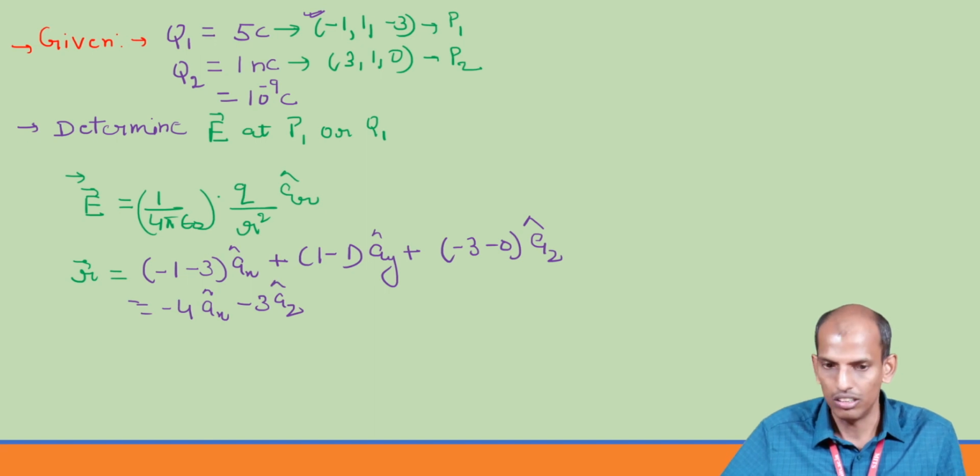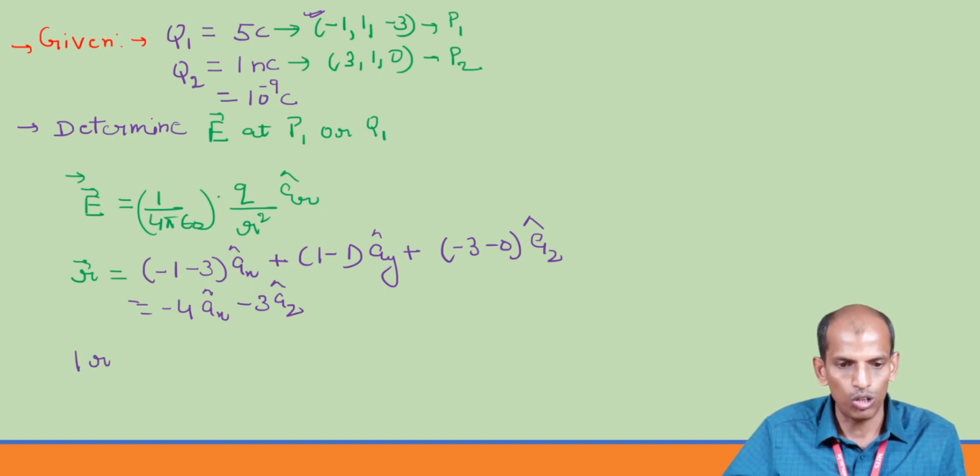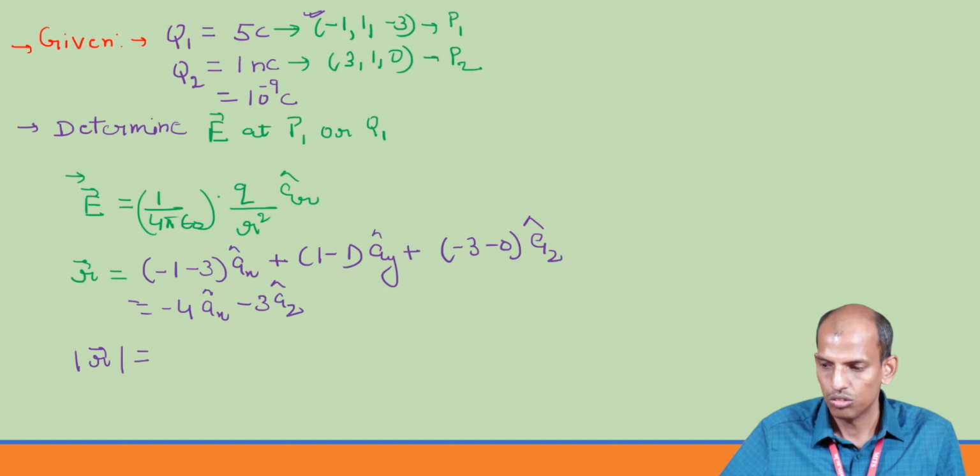Then it is very easy to find the mod of R. What would be the mod of R? Already we have discussed, so it would be the positive of 5. Now we can write the AR hat. If you find the AR hat, what shall it be? You can try to write it by yourself also. It should be minus of 4 AX hat minus of 3 AZ hat, whole divided by 5.